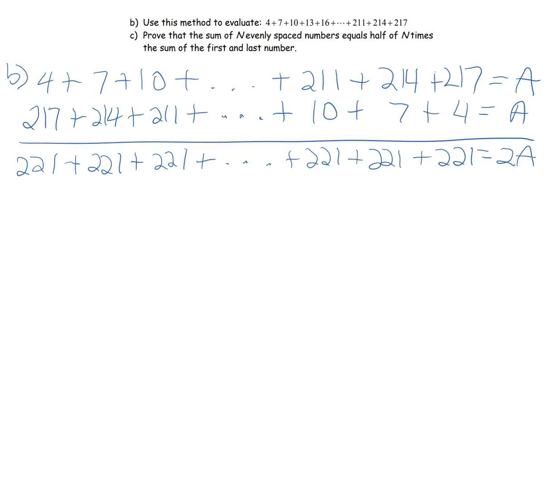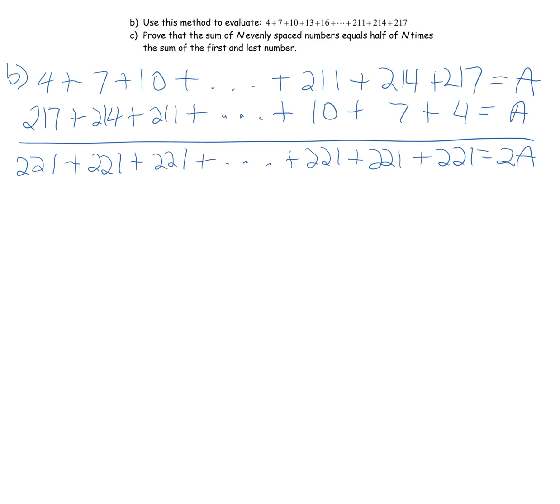But the tricky part here is figuring out how many numbers we're adding together. So how many 221s? It's maybe not quite easy to see from the original sum because we are skipping 3 every time we go to the next number. So we're adding 4 and 7 and 10. We're skipping 3 each time.